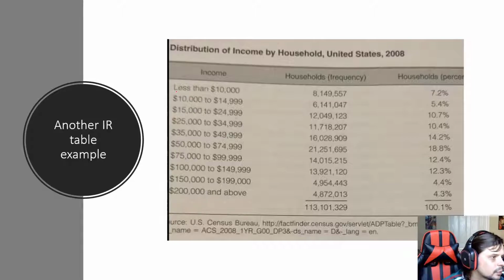Same deal, but this is for money. Less than $10,000. Notice that it includes 0 and below. This is for interval ratio. So it doesn't overlap. You can see here it clearly doesn't overlap. And it exhausts every possible option by giving the less than $10,000 and the $200,000 and above.